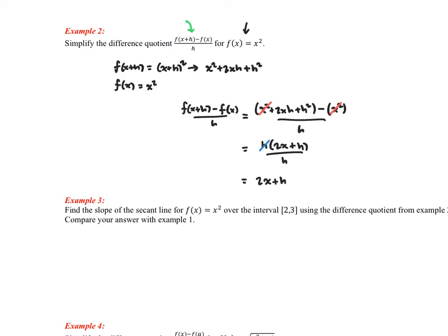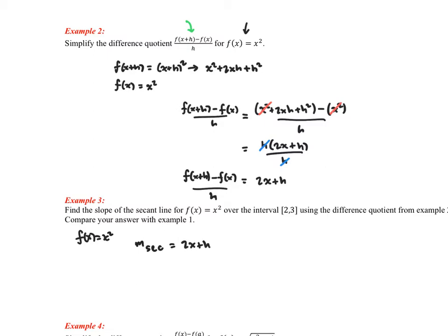So I saw the h reduce, and therefore the difference quotient, or the slope of any secant line on f of x given x and x plus h, would be 2x plus h. So it's a very simple formula to look for. The slope of the secant line with f of x being x squared can be found using 2x plus h.